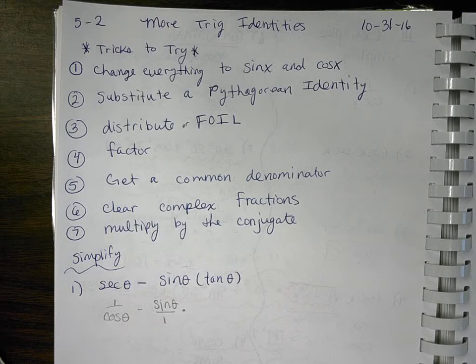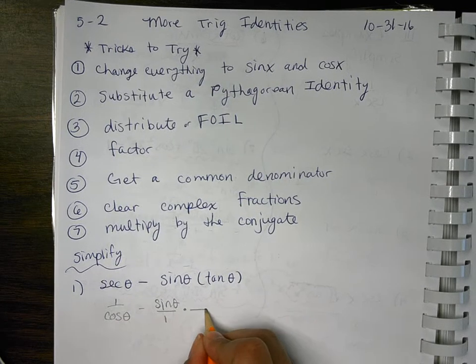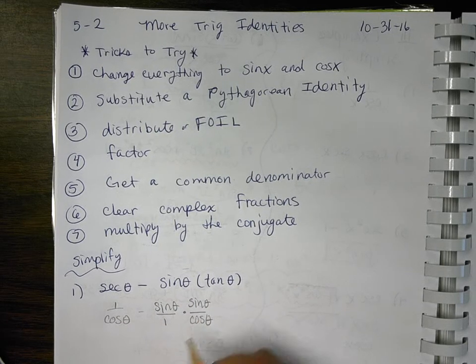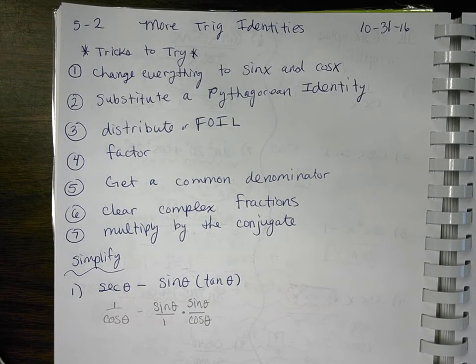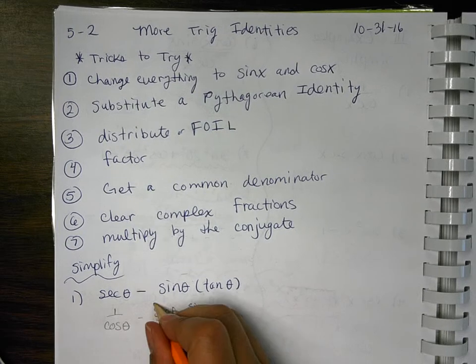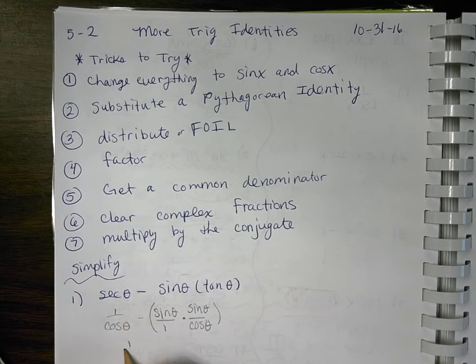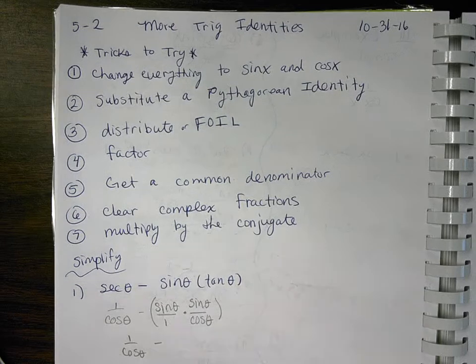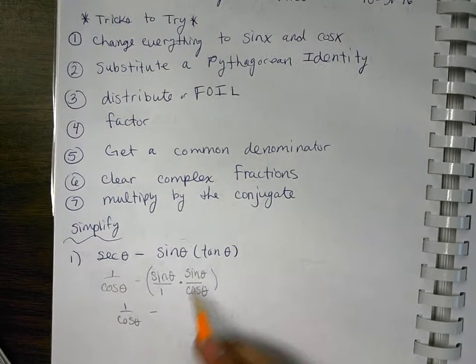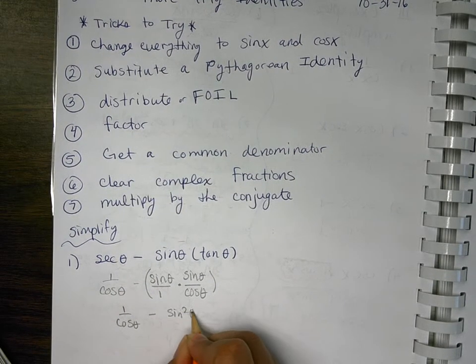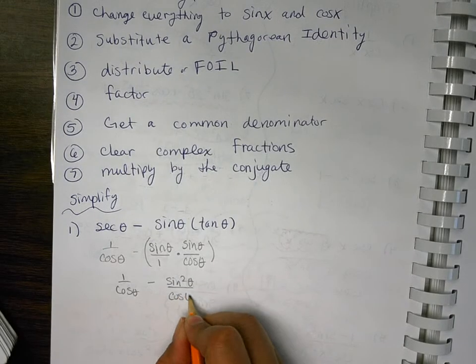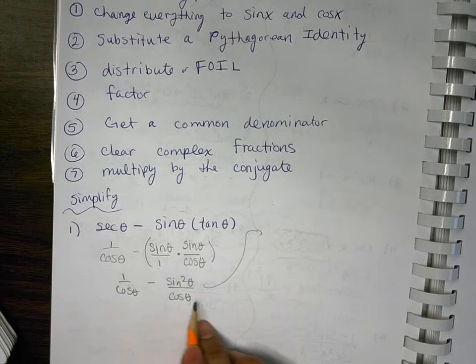What does tangent change to? Sine theta over cosine theta. Do we agree? Okay, now this here is just multiplication. So I have 1 over cosine theta minus sine theta times sine theta over cosine theta. With multiplying, we don't need a common denominator, we just multiply. Sine times sine is sine squared theta over cosine theta.